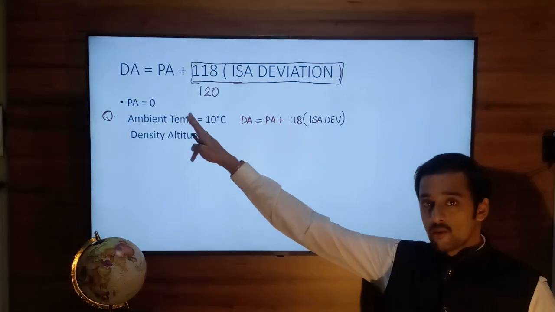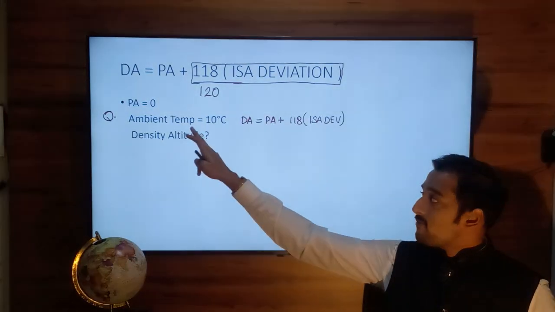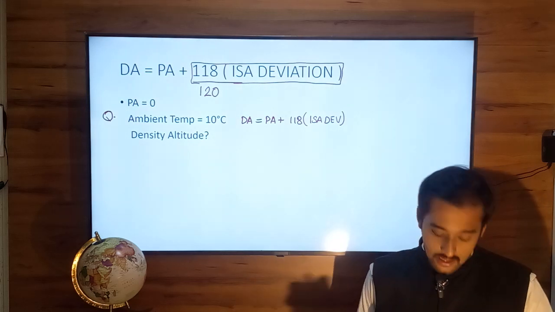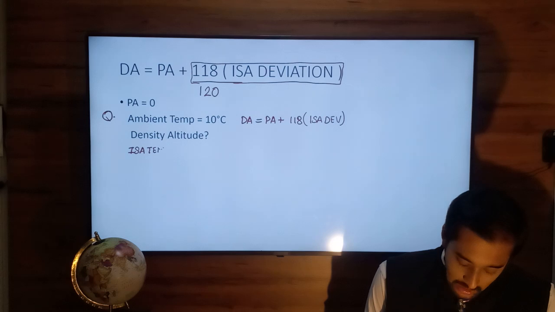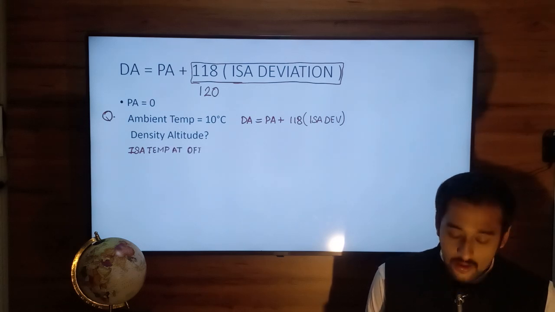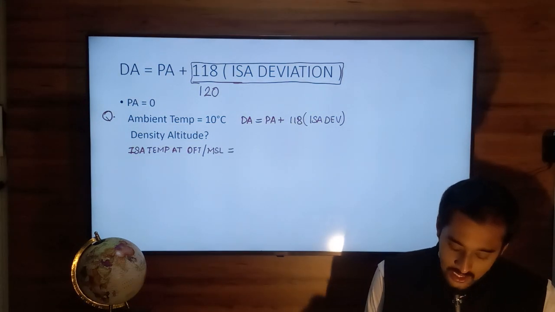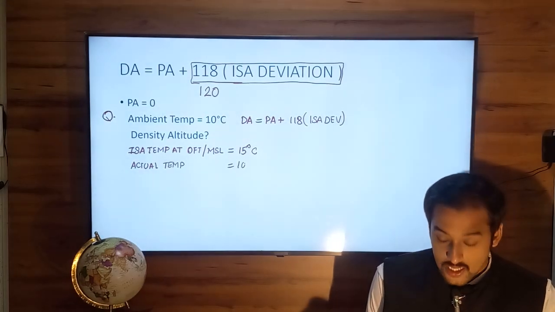We have pressure altitude, but we don't have ISA deviation directly supplied to us. We have ambient temperature given. From that we can find ISA deviation. Now what should be the ISA temperature at 0 feet or mean sea level? At mean sea level it should be 15, but actual temperature is given to be 10 degrees Celsius.